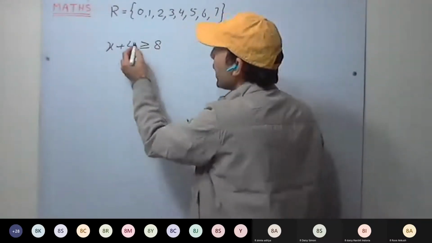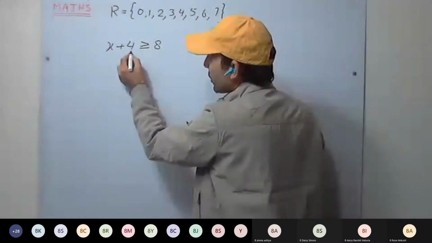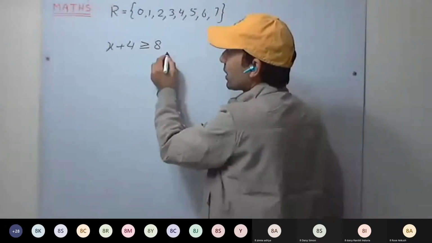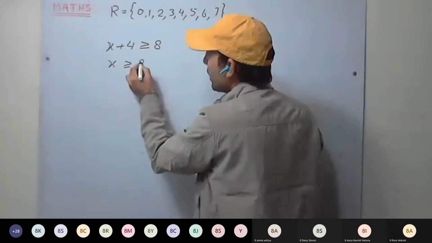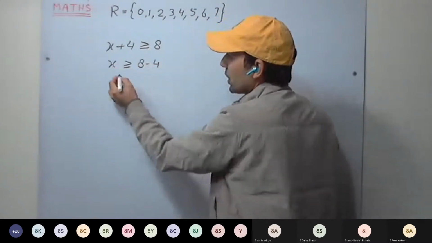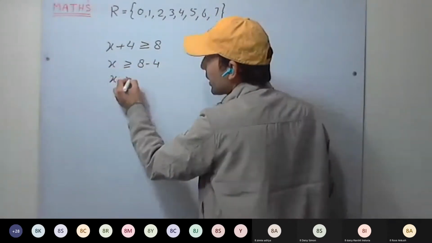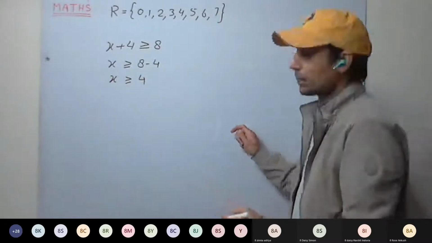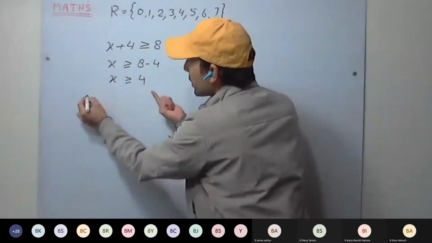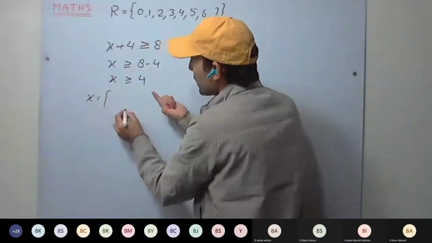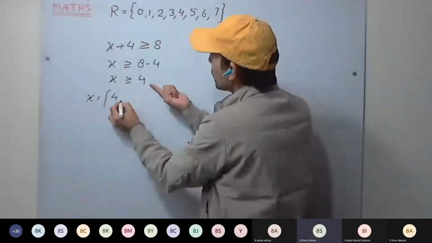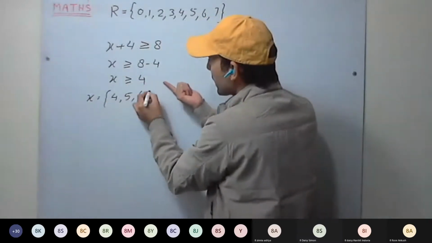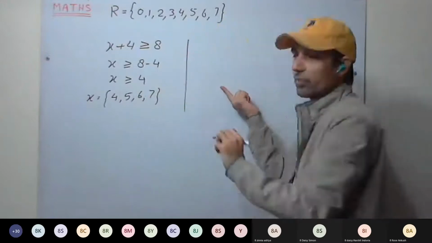Now as we take 4 from the left hand side to the right hand side, it will become minus: x is greater than or equal to 8 minus 4. So x is greater than or equal to 4. What will be the answer? The set is 4 or greater than 4: 4, 5, 6, 7. Okay, this is one way to solve.